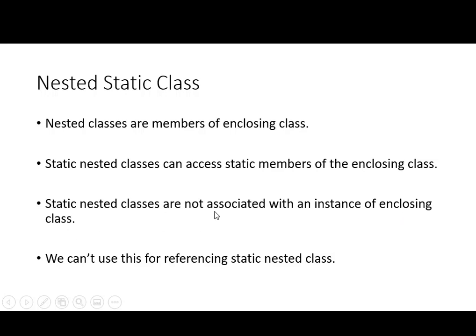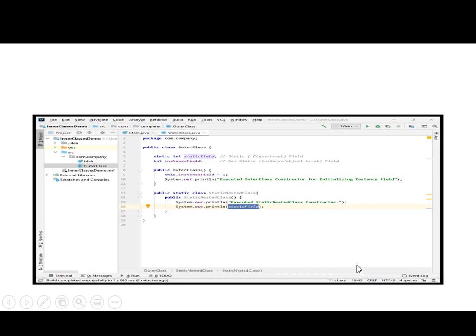They are not directly associated, or directly connected, with an instance of the enclosing class or with an object of the enclosing class. We can't use this for referencing a static nested class. Okay, the this keyword is not accessible within the scope of a static nested class, so it is also a very important point. So let's build a static nested class now.